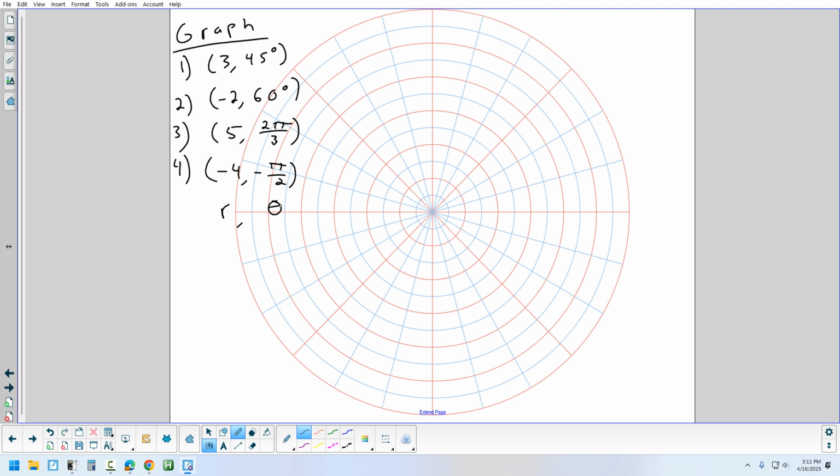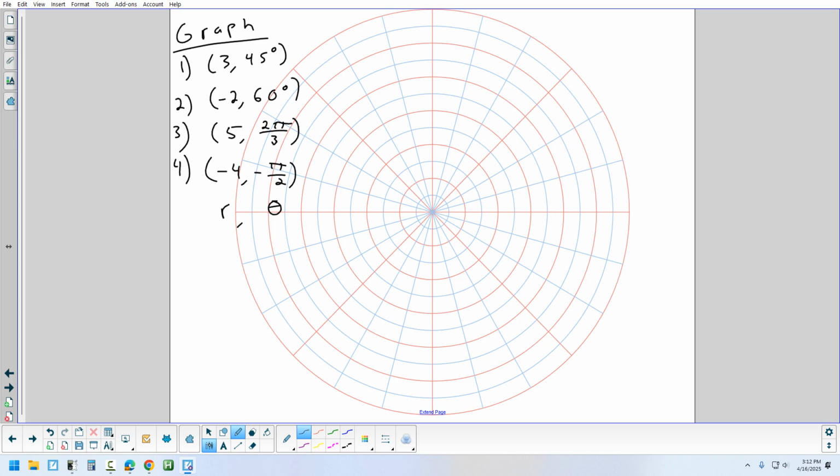All right, let's start with 3, 45. How would you graph the point 3, 45 degrees? Start by measuring the distance from the origin, 3 rings out. Can you be a little more specific? The R of 3 would be the third circle away from the origin. So go 1, 2, 3 over here? No, you don't want to go down there. It should be from the right. So we have to go 3 units to the right.